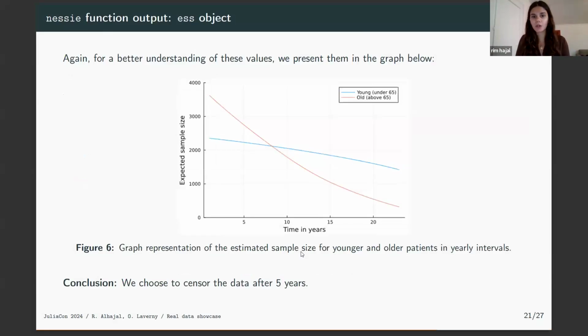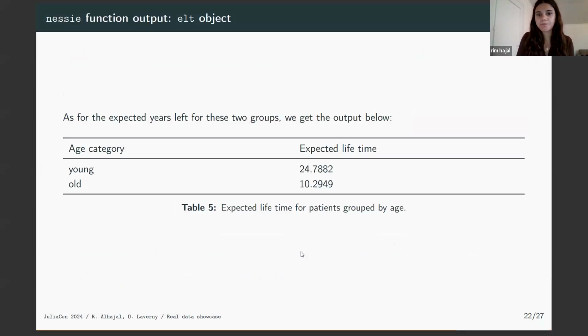Same thing here: when we draw it on a graph, we can see that the slope for the older patients is a lot stronger. So we choose to censor the data around 5 years, because we still have enough data on both the older and the younger patients. And to again prove the loss of accuracy at around 11 years, we can look at the expected years left for the two groups: for the older patients, we have around 10.2 years left. So at around the 11-year mark, it becomes much less accurate because we have a lot less data.